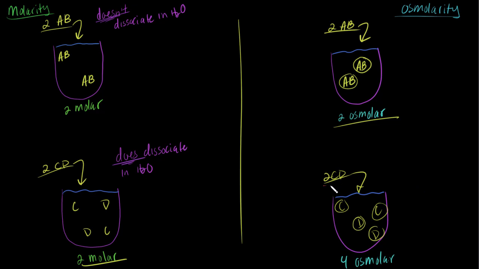So just to be clear, this whole time we've been talking about moles. That was 2 moles, moles, moles, moles. And this isn't 1, 2, 3, 4 molecules we were putting in. It was 1, 2, 3, 4 moles. That's why it's 4 osmolar.